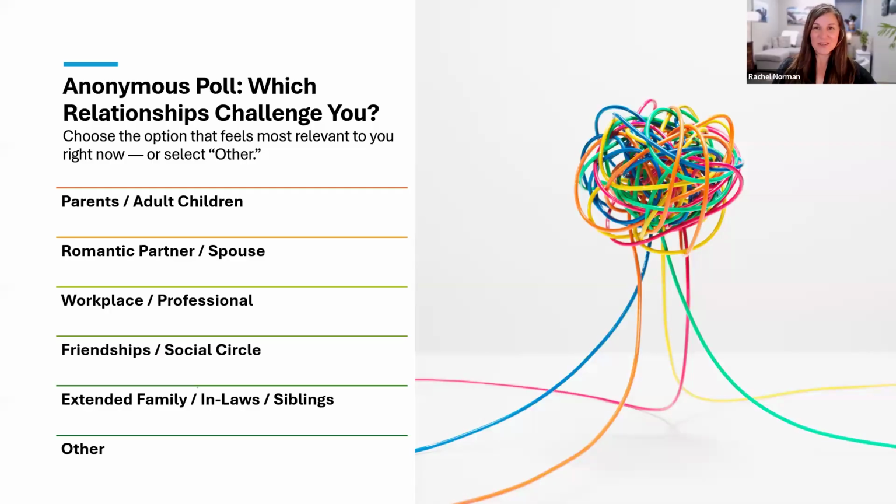And to get to know everyone a little bit more, we're going to launch a poll. Your responses are anonymous. A number of our clients have described some issues related to relationship challenges that show up particularly with parent and adult children interactions, some romantic partner or spouse difficulties, workplace or professional environments, friendships, social circles, or extended family members, in-laws, or even siblings. So if any of these apply to you, feel free to check it off.